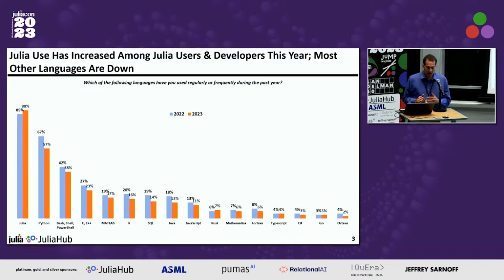One of the questions we've been asking for the last 2 years is, which of the following languages have you used regularly or frequently during the past year? We've seen an increase for Julia. Among Julia users and developers who participate in the survey, more people are using Julia more. What we're finding is they're using other languages less and Julia more, with perhaps the exception of Rust, and we'll see this change slightly larger on the next slide.